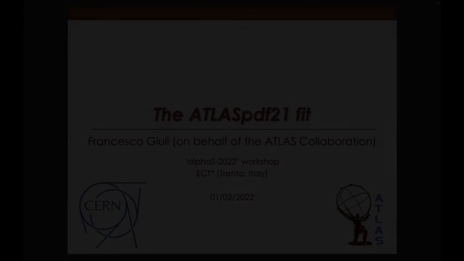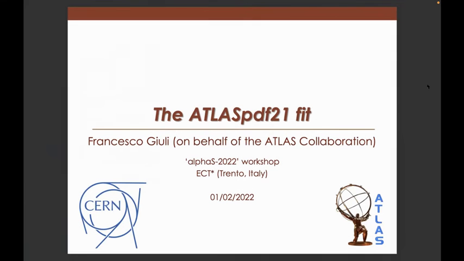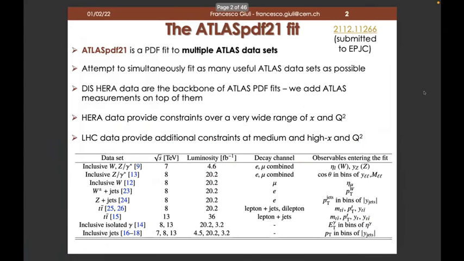Okay. So thanks for the invitation to talk about this: the latest PDF determination by the ATLAS collaboration, which is called the ATLAS PDF 21 fit. The ATLAS PDF 21 fit is a PDF fit to multiple ATLAS datasets, and with this fit we made the attempt to simultaneously fit as many useful ATLAS datasets as possible.